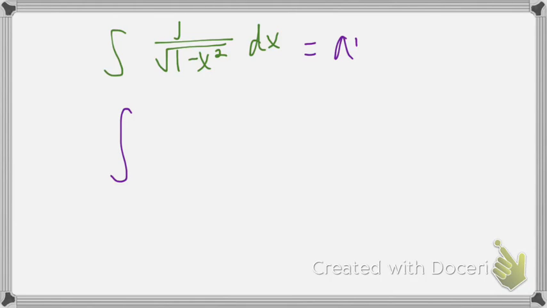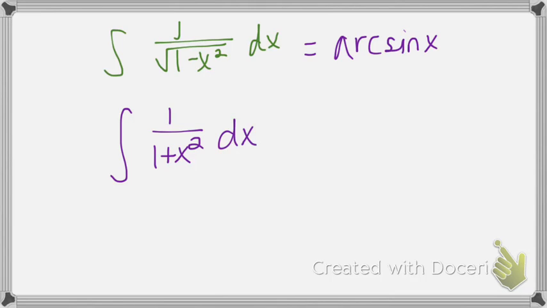So what's the integral of 1 over square root of 1 minus x squared? You just need to know that because we know that the derivative of arc sine is that. And so what's the integral of 1 over 1 plus x squared? Arc tangent. So those two you just need to know, okay? We've been talking about those derivatives for a while, especially the last couple of days, okay?